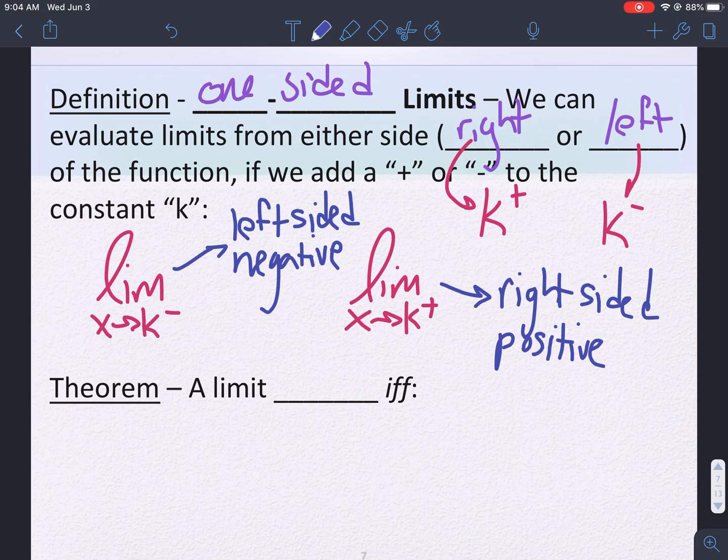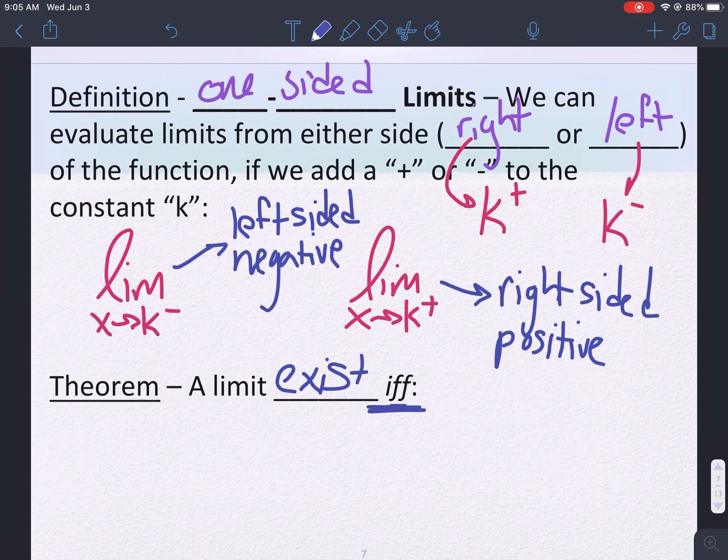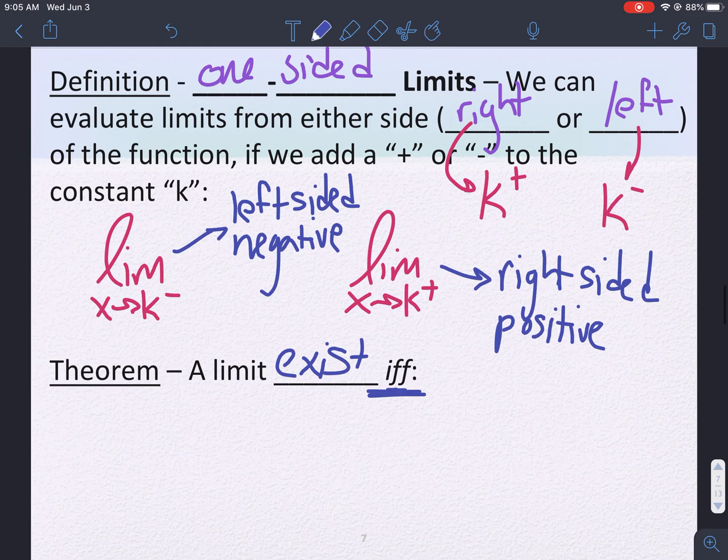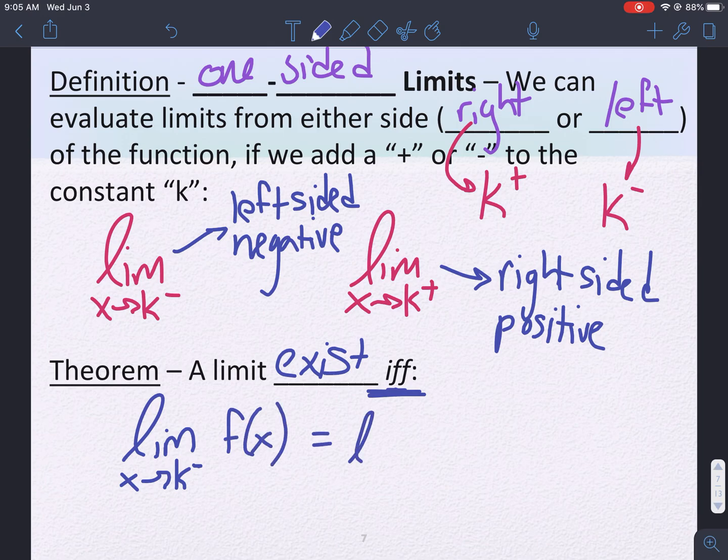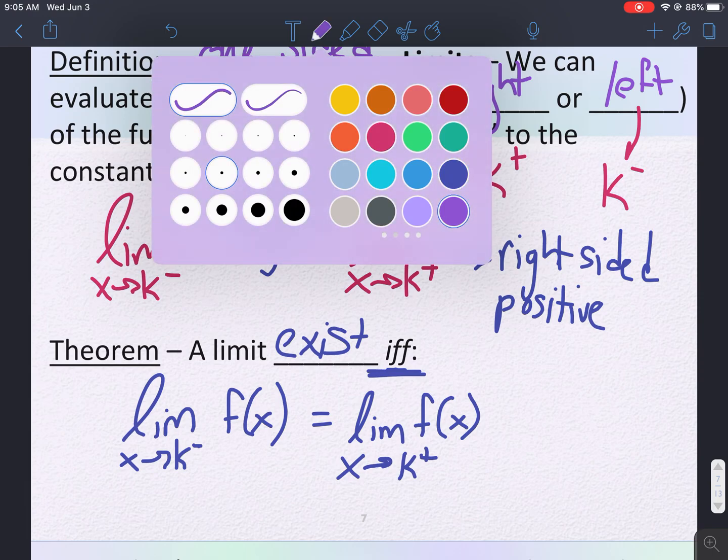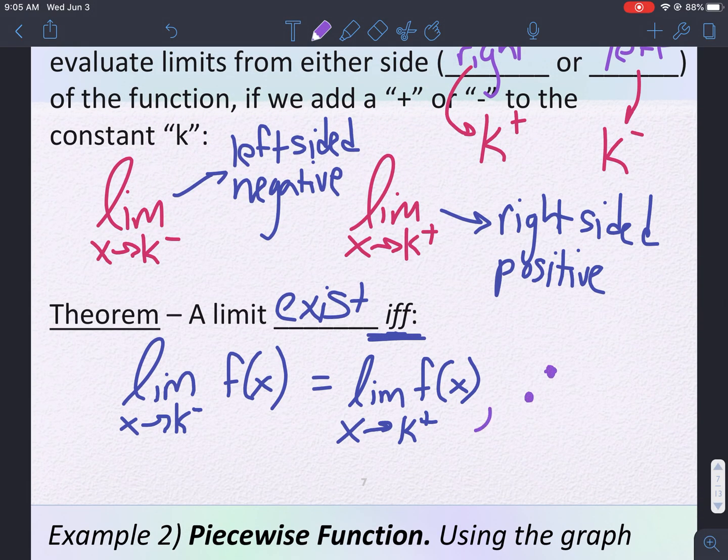And now we have a theorem. A limit exists if and only if the left-sided limit equals the right-sided limit. If that's the case, then we say, therefore, the limit as x approaches k of f of x will equal some number L.